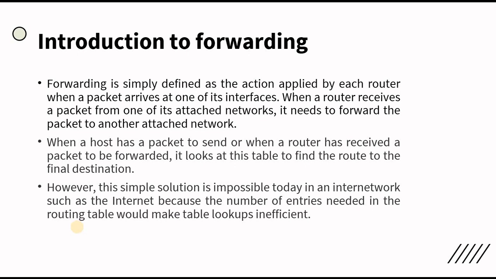When a host has a packet to send, or when a router has received a packet to be forwarded, it looks at the routing table to find the route to the final destination. When it reaches one particular router, there is a routing table maintained in which all the routing information is stored. So it looks at that table and finds the next route for the final destination.